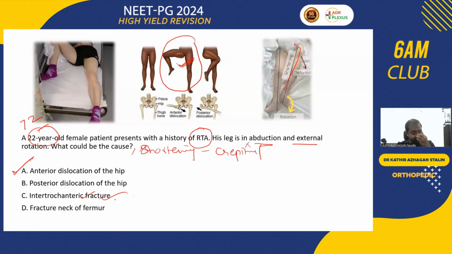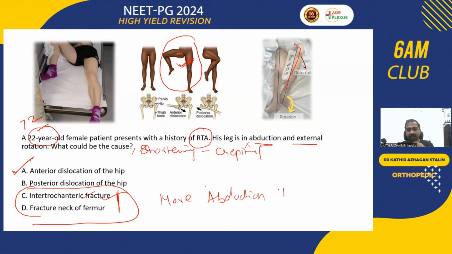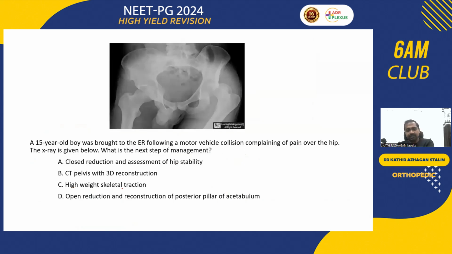Oh, yes, 72 age. Yes, C or D. Both can be an answer in a 72-year-old female, intertrochanteric fracture or fracture neck of femur. Yes, you are right. I didn't see the D option at all. But if they ask you between C and D, which is having more abduction and more external rotation deformity, then the answer is IT. Excellent. Answer this question.